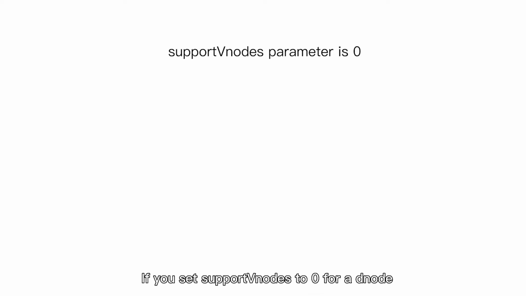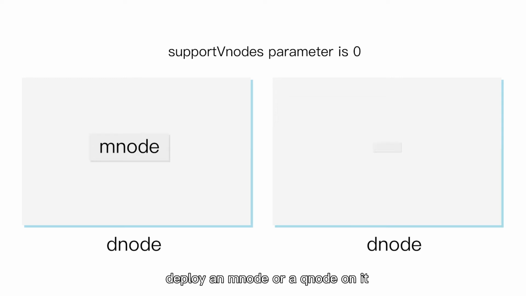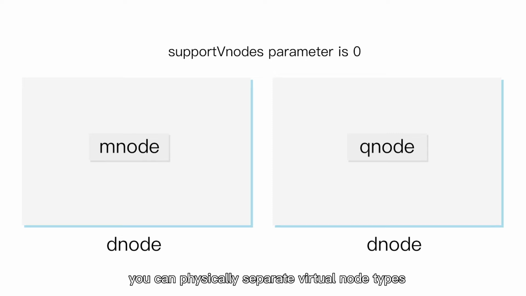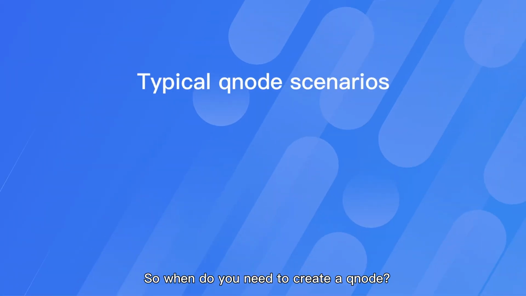If you set support vnodes to 0 for a D node, you can then decide whether to deploy an M node or a qnode on it. In this way, you can physically separate virtual node types. The show qnode statement displays all qnodes in the cluster, including the ID and the D node on which they are located. So when do you need to create a qnode?